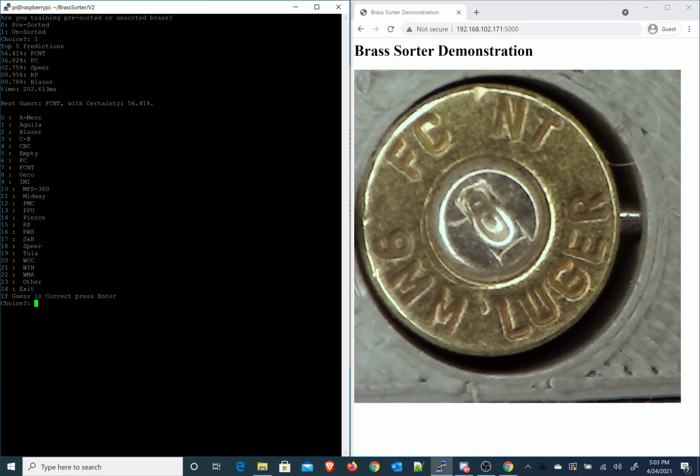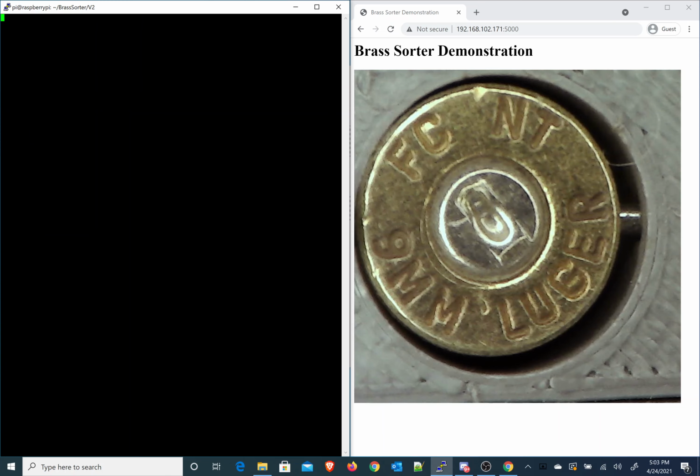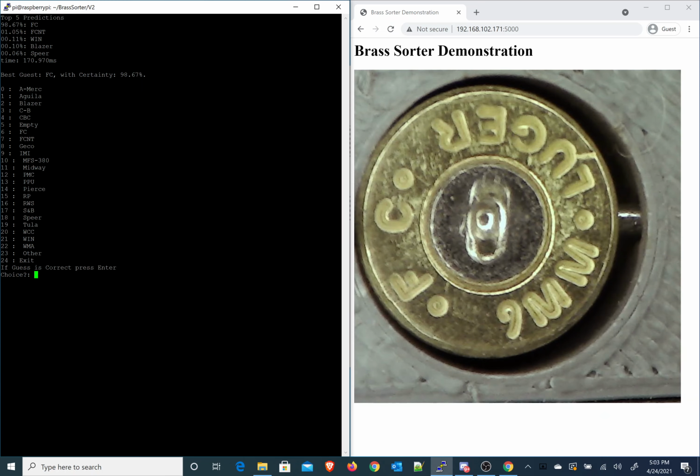Or I can press one of these numbers to manually override or exit the application. So this is correct. I'm going to hit enter. Takes another picture. This is FC brass. It's 98% certain it's FC, and it's correct.